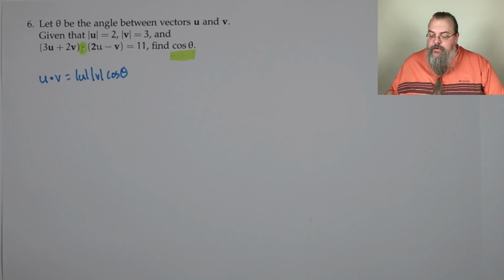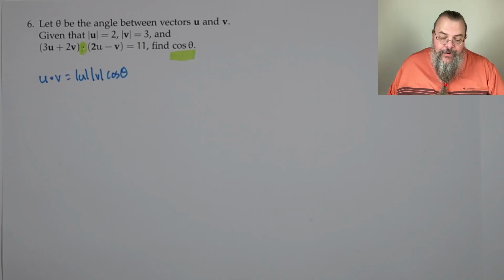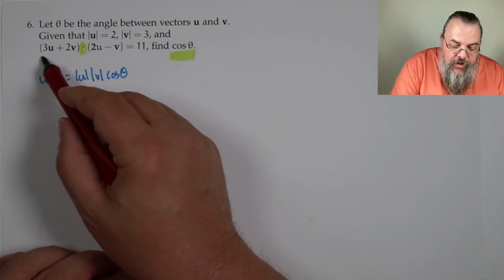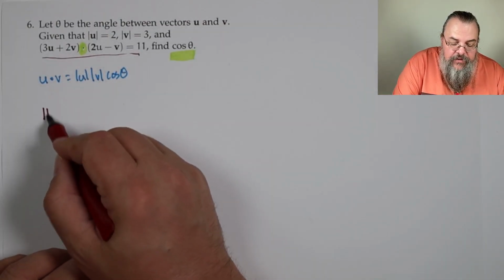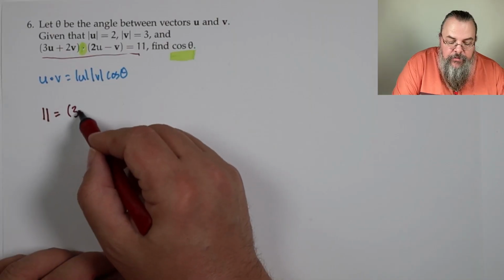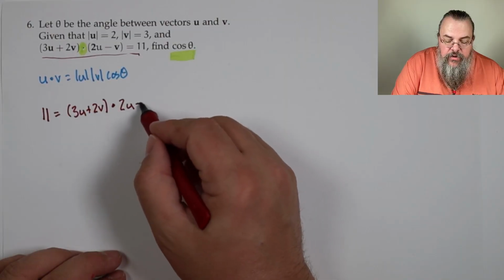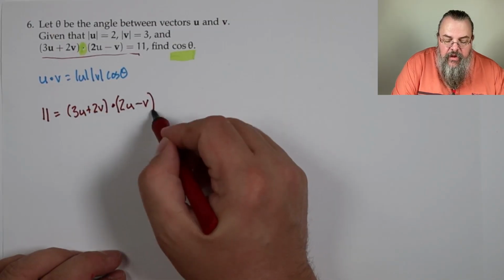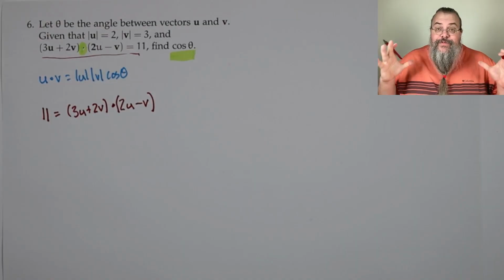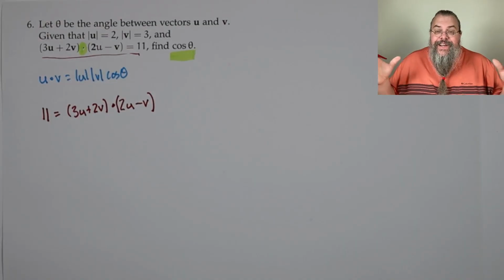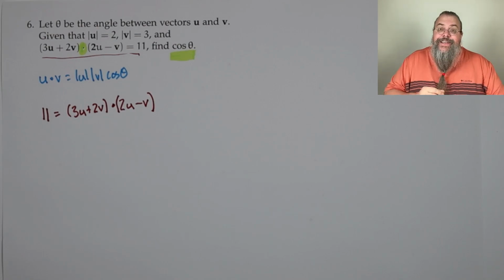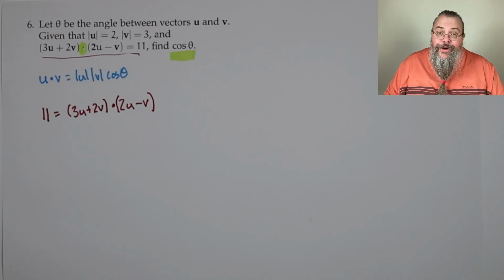And what do we do? Well, let's work through it, and we'll start with our nice equation here. So we know that 11 is equal to (3u plus 2v) dotted with (2u minus v). Now, the dot product follows the distributive rule. What does that allow us to do? It allows us to FOIL. Okay, so now let's FOIL.